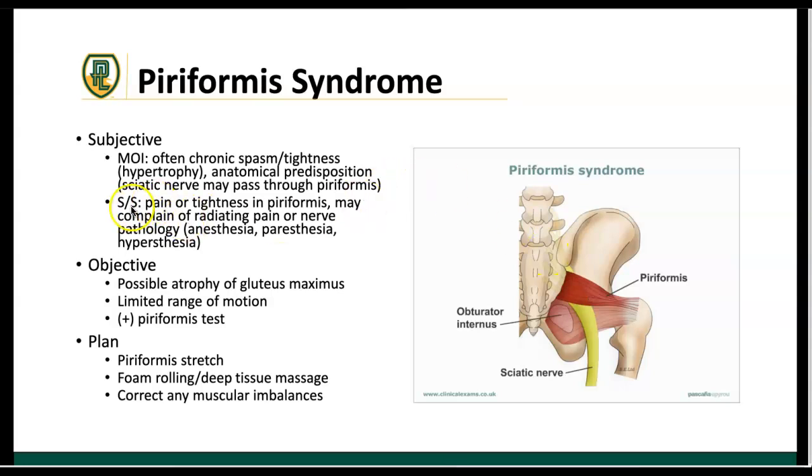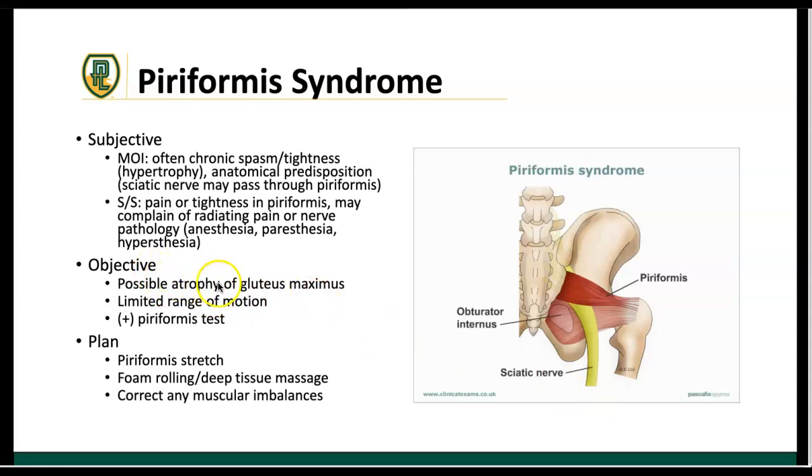So in terms of signs and symptoms, it's going to be pain or tightness in the gluteal region. But what you'll typically see is they'll complain of some type of neurological signs and symptoms, so radiating pain, etc., into the hamstring muscle group. If the tightness and or the compression of the sciatic nerve is great enough, it could certainly go into the lower leg, because we can see that image where that sciatic nerve branches into tibial and common deep peroneal. And so it certainly could go into the lower limb of the patient.